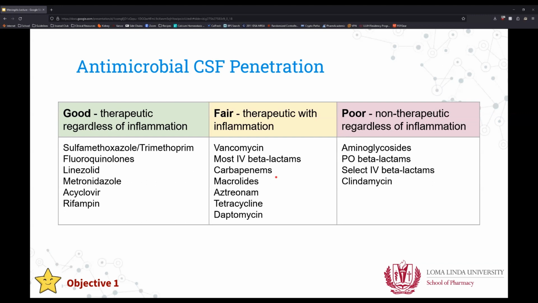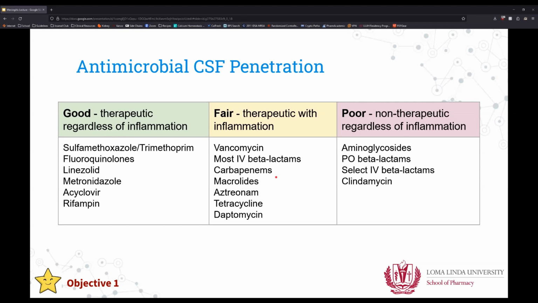Now, the next group we'll think about is "fair." So it's therapeutic and can cross under the caveat that there is inflammation present. That includes vancomycin and most IV beta-lactams. So this includes penicillins and cephalosporins such as ceftriaxone and cefazolin, and then carbapenems, macrolides, aztreonam, tetracycline, and daptomycin.